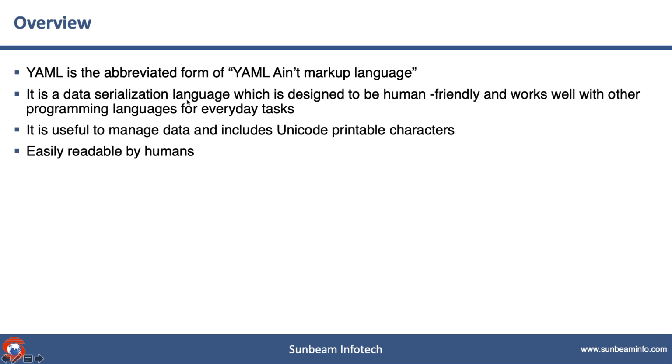Now when I say serialization, it means you can send the data from one machine to another machine by serializing it into a file format. JSON and XML are the two other alternatives to YAML. YAML is very famous because it's very human friendly. The way you write the contents inside a YAML file is human readable and easy to process.